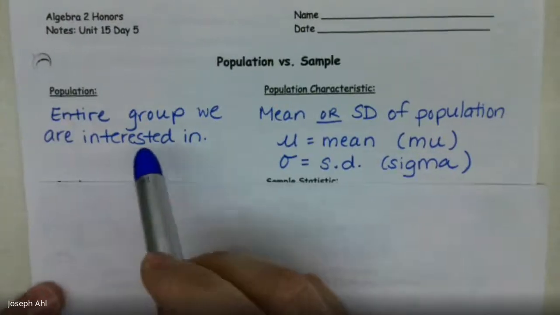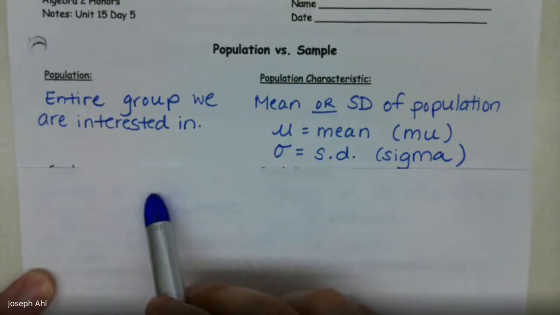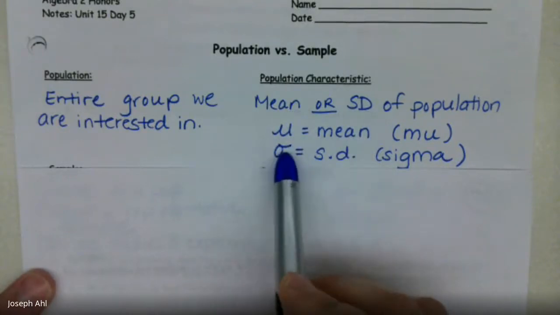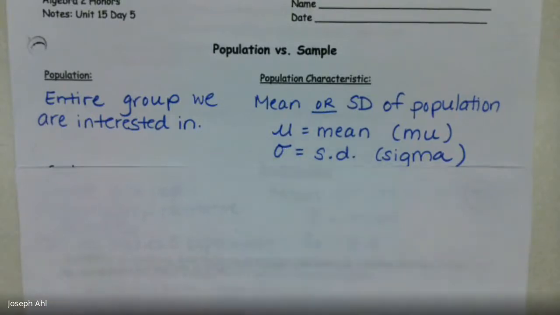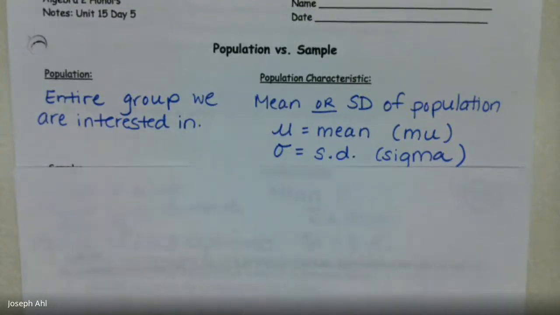A population is an entire group that we're interested in learning something about. Some characteristics that we can use to describe that population are the mean and/or the standard deviation for the population. These are symbols that we're pretty familiar with. These Greek letters, mu and sigma, represent the mean and the standard deviation respectively for the entire population. We'll try to be careful about which symbols we use, because we'll use slightly different symbols when we're talking about mean and standard deviation for a sample. So the entire group that we're interested in is considered to be our population.